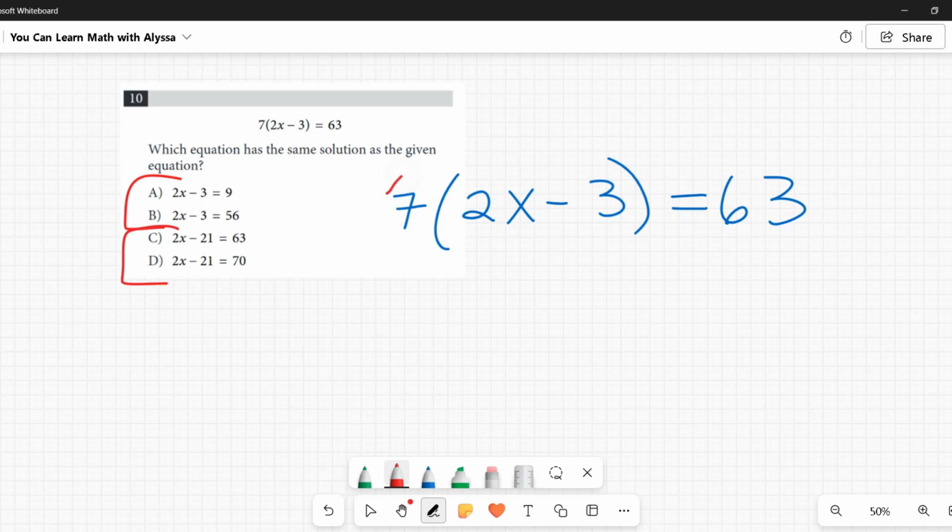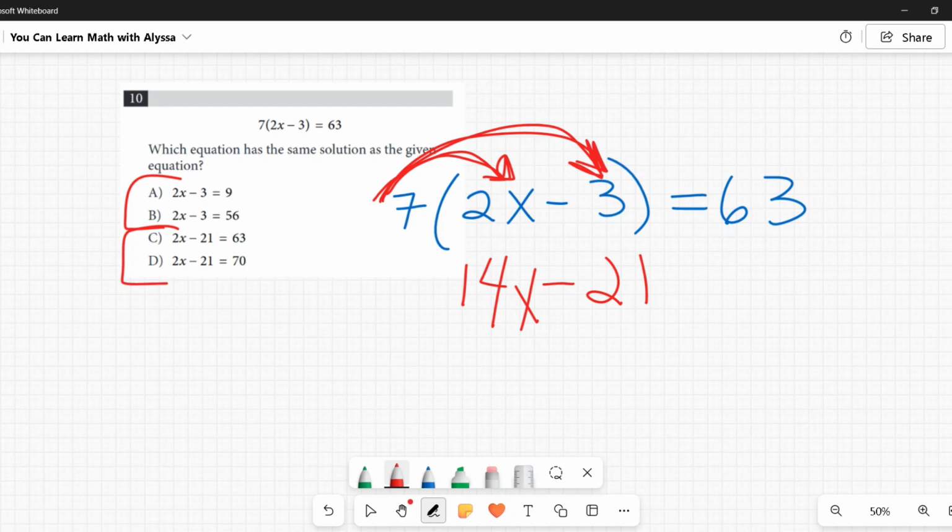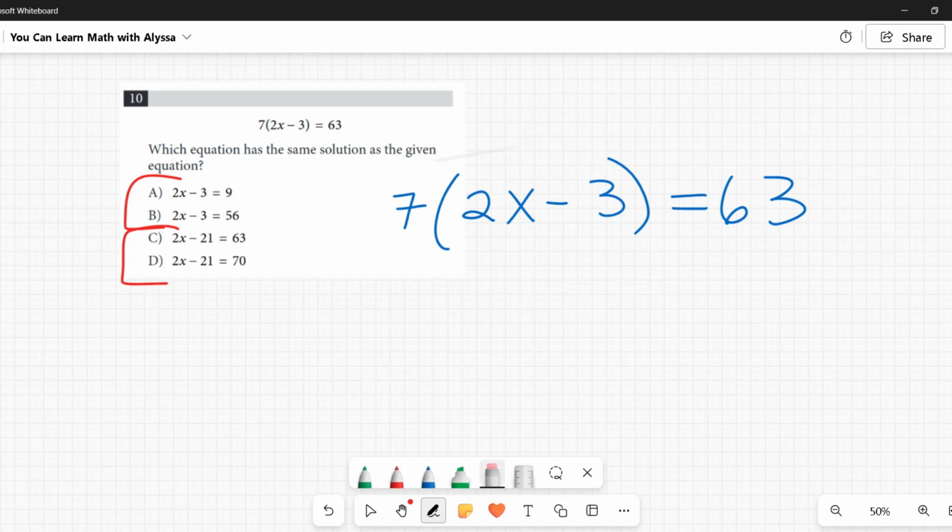Now, if I were to distribute this 7 through here, that 7 times that negative 3 would get me to a negative 21. But the 7 times the 2x would get me to 14x. Nope, I'm not going to get there. So it's looking like C and D, the 2x minus 21, are going to be out.